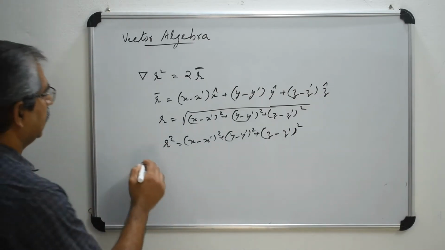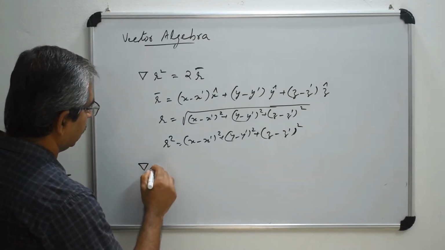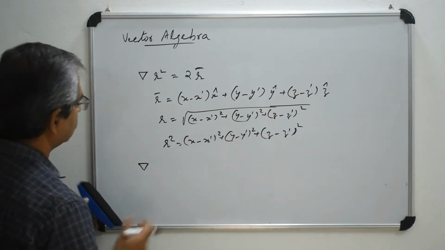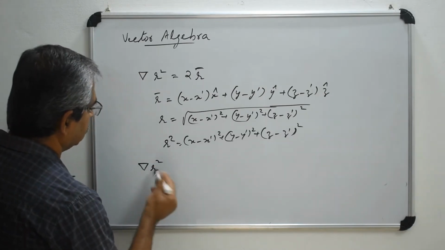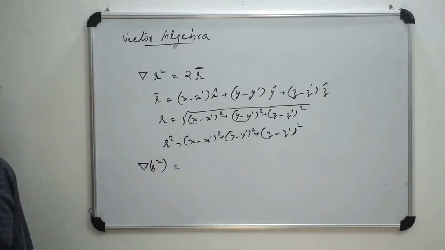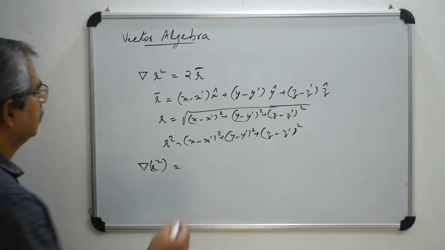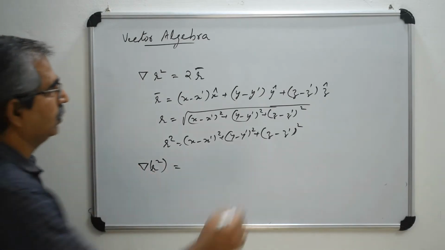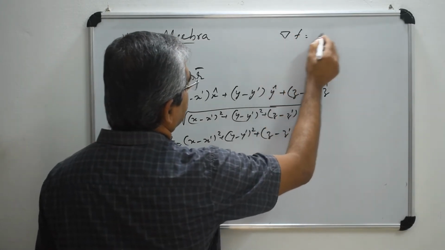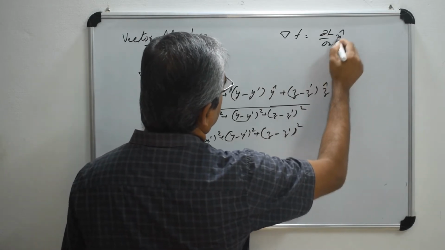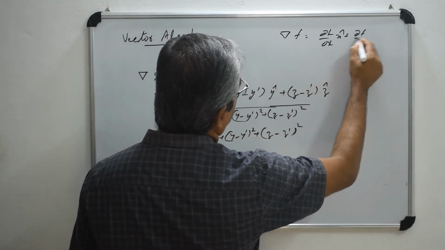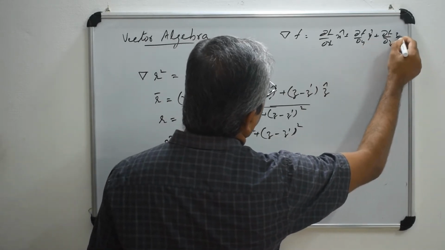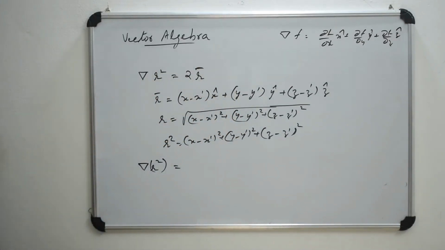Okay, now you take del of r square. So that is equal to, what is it? Del of any function, suppose f is a function, is equal to dou f by dou x into x cap plus dou f by dou y into y cap plus dou f by dou z into z cap, isn't it?